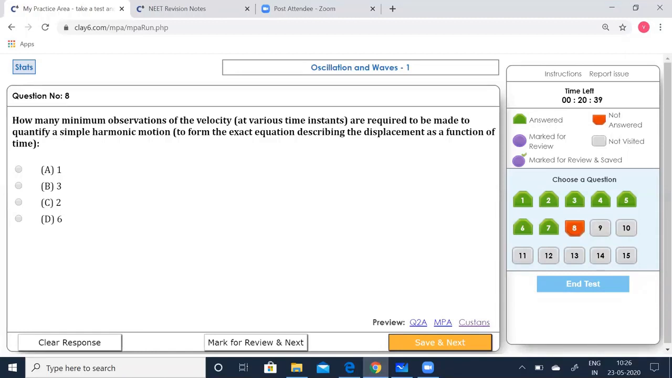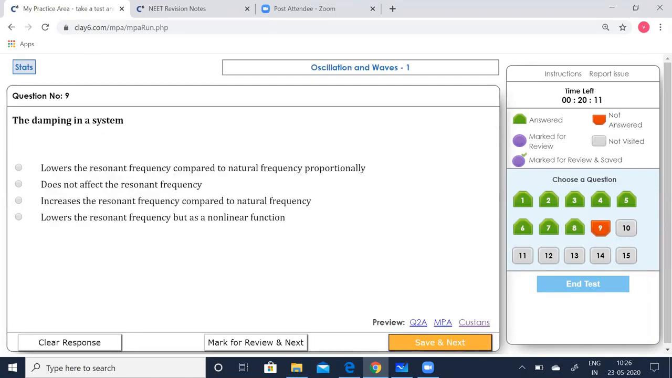How many minimum observations of velocity are required to quantify a simple harmonic motion to form the exact equation describing the displacement as a function of time? So which can be the correct option in this? Earlier we saw a similar question like this. So 3 measurements are needed to solve for A, omega and phi. That means 3 unknowns are there. So it should be 3. Yeah. Okay.